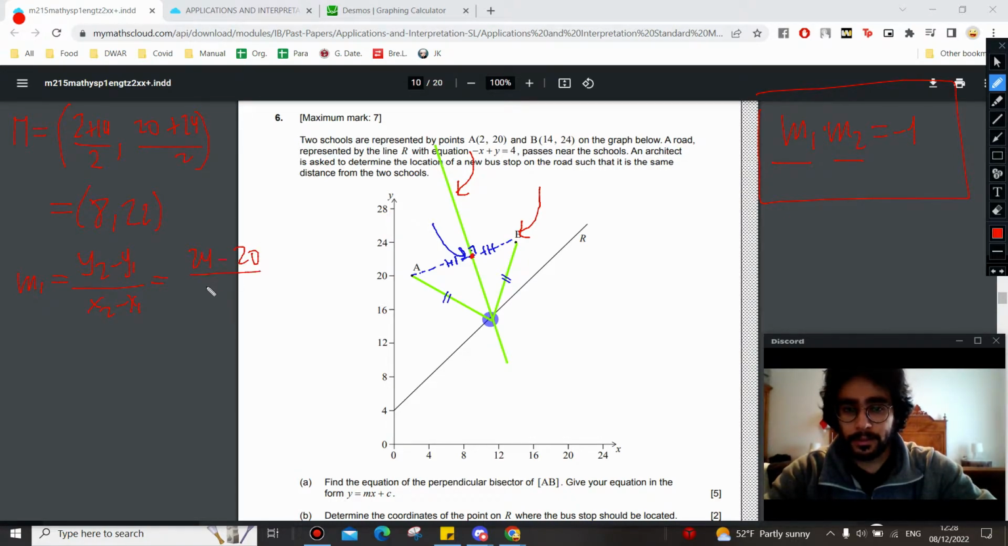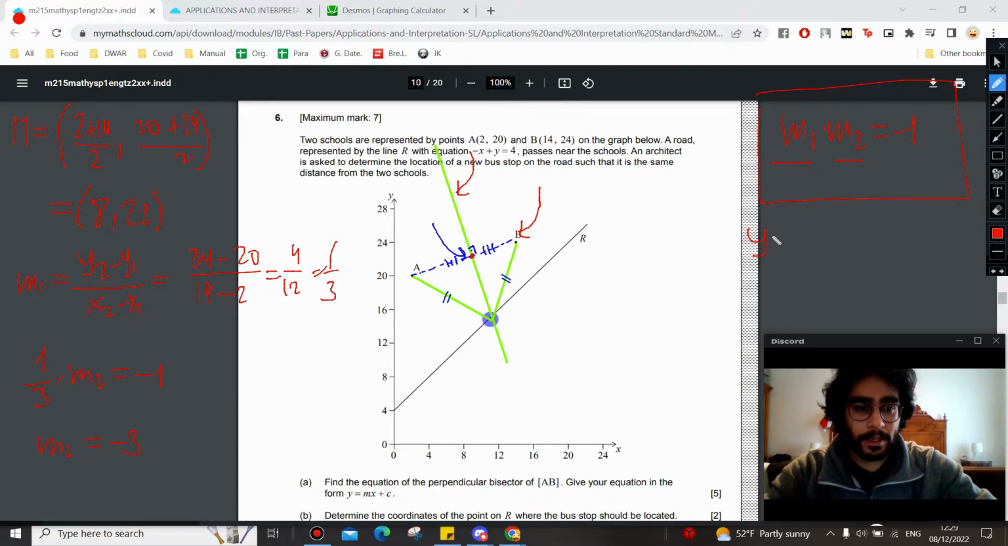Okay, and x2 is 14, and x1 is 2. This will be equal to 4 divided by 12, which is equal to 1 over 3. Now, I know that m1 times m2 is equal to minus 1. So 1 over 3 times m2 will be equal to minus 1, which means my m2, if we solve this equation, is equal to minus 3. Okay, so we have the slope of the bisector.